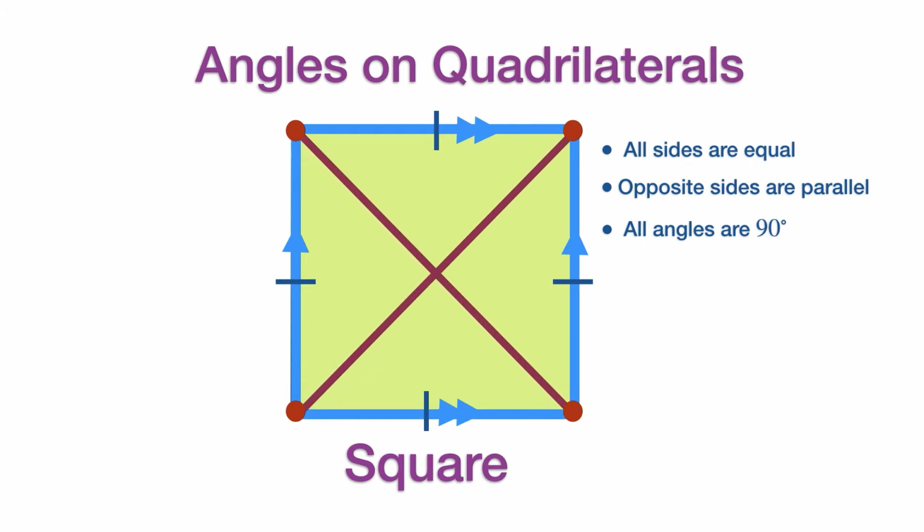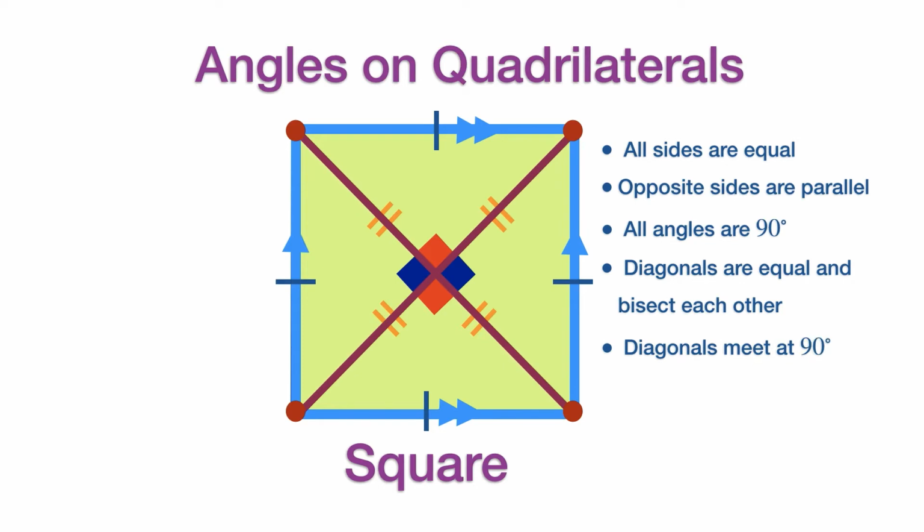If we connect 2 vertices which are not already joined by a straight line, we can now draw 2 diagonals on a square. They meet at the center of the square and also have equal lengths. Diagonals bisect each other and each half of a diagonal is equal to the other half. And also these diagonals meet at 90 degrees.